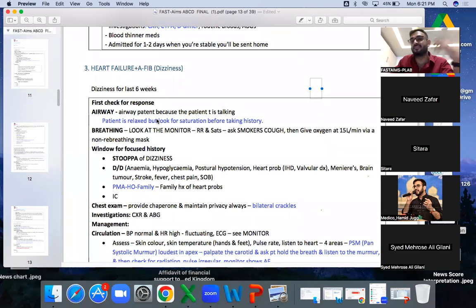To raise the blood pressure, we can give support, but we cannot give fluid over here. Fluid is prohibited in the heart failure scenario because he's already going into overload. So we cannot give fluids. So, okay, first of all, we need to know about the scenario.